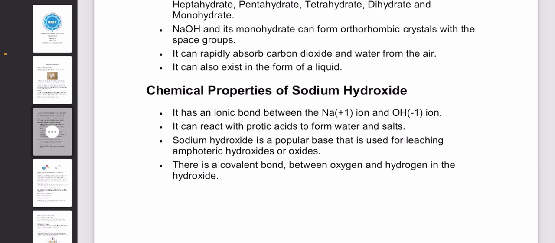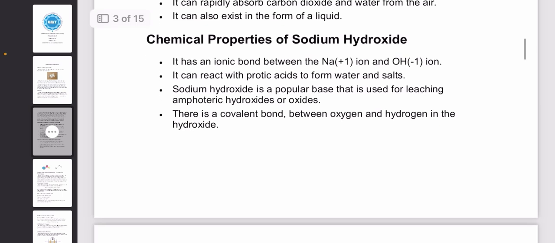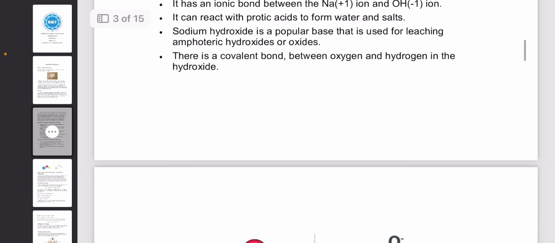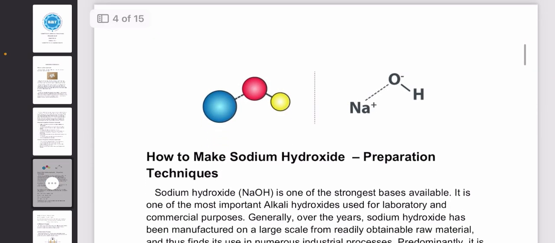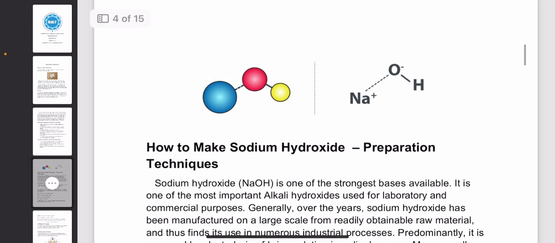Now we are going to talk about some chemical properties of sodium hydroxide. It has an ionic bond between the Na+ ion and the OH- ion. It can react with a protic acid to form water and salt. Sodium hydroxide is a proper base that is used for leaching amphoteric hydrates, hydroxides, or oxides. There is a covalent bond between oxygen and hydrogen in the hydroxide. As you can see, the structure of NaOH.